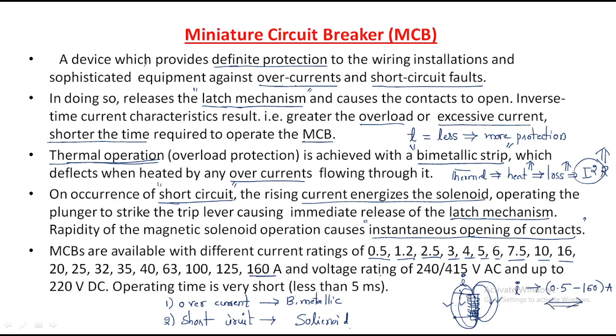But what about voltage ratings? This is the current rating. What about the voltage rating? The voltage rating is 240 volts or 415 volts AC. For AC, it is 240 volts for single phase and 415 volts for three phase. And for DC, it is only 220 volts.